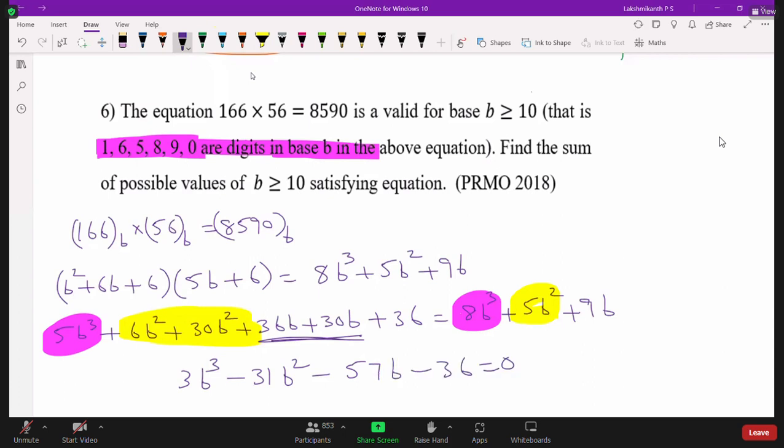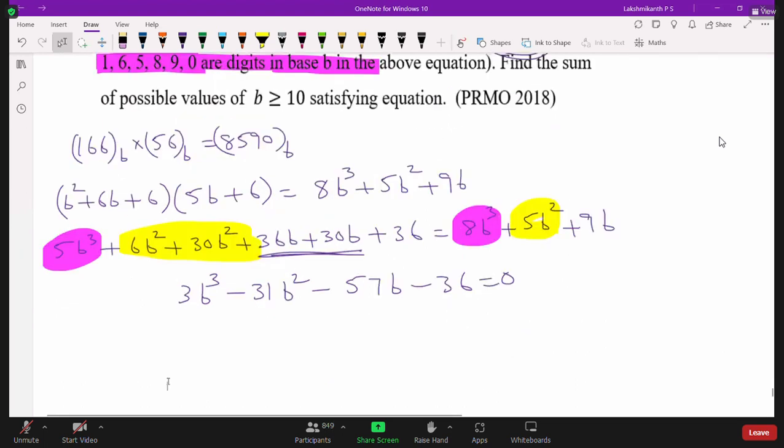They have given already B is greater than or equal to 10. And you can also identify it, they don't need to mention it. You can understand easily: digit 9 is there. Sometimes they won't mention it like this. Digit 9 is there, so definitely the base should be 10 or more than 10. Now this is a cubic equation we have to solve. Now 10 anyway won't satisfy.